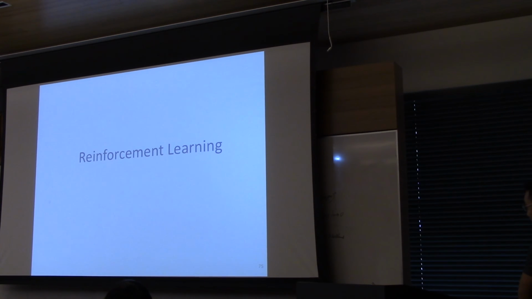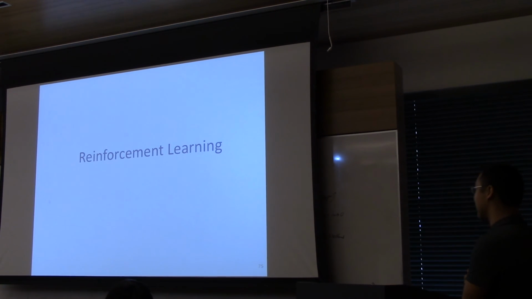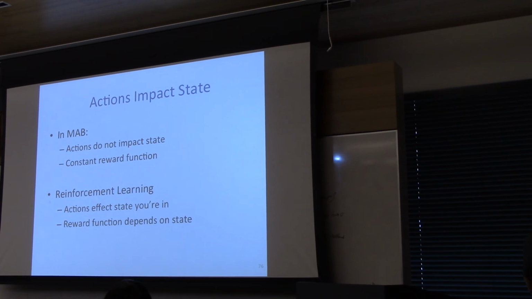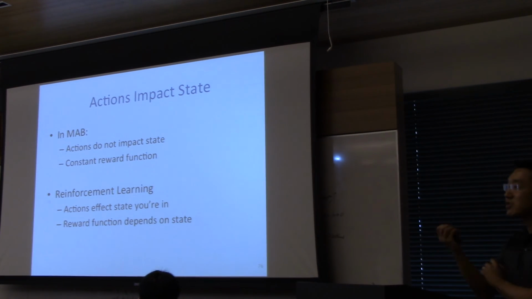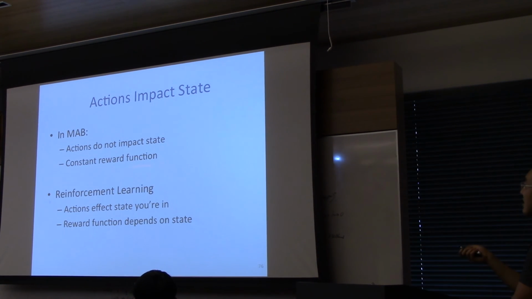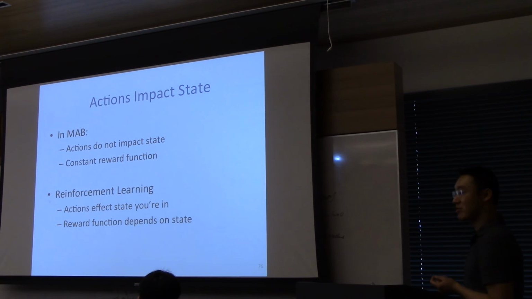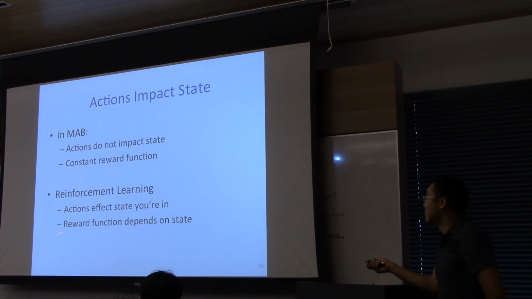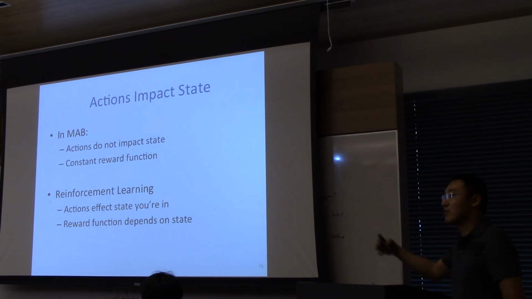Okay, so now let's talk about something a little bit more general, reinforcement learning. I'm going to go through this fairly quickly, not a lot of details. But in the multi-arm bandit setting, one of the big assumptions is that the actions you choose do not impact your state. If you choose an action, the reward function doesn't change. It's still the same. You just have to discover which reward function is the highest. In other words, the reward functions are constant over time. That's a very strong assumption made in the multi-arm bandit setting. In reinforcement learning, which is a generalization of multi-arm bandits, the actions you choose affect the state you're in, and therefore the reward function can drift over time.